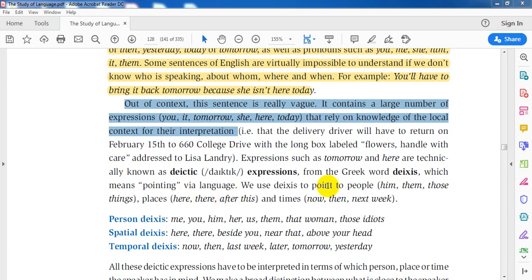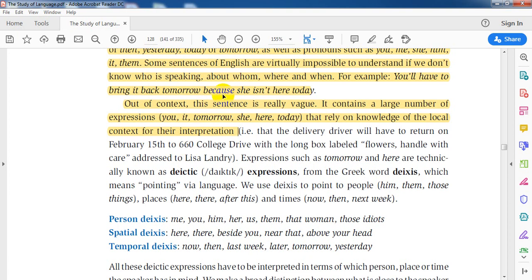Now we use deixis to point to people, like him, them, those; things; places, like here, there; and time, like now, then, after this, and so on. Now again, back to the explanation of the example: without a shared assumption, a shared knowledge between the speaker and the listener, the one who is supposed to receive that delivery, there is a message from this person to the delivery man, the driver: you will have to bring it back tomorrow, because today it is not the 15th of February, it is the 14th. Why? Because it is not the correct appointment to have this delivery.